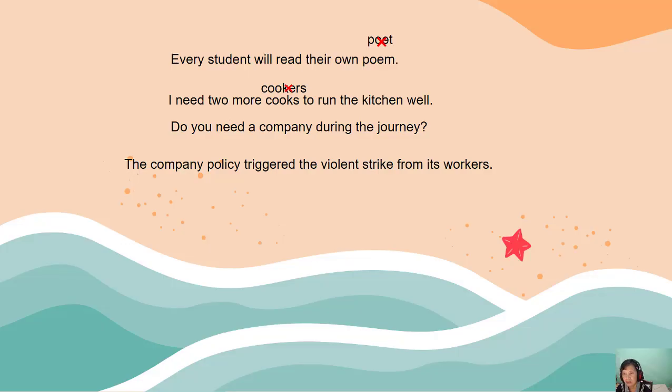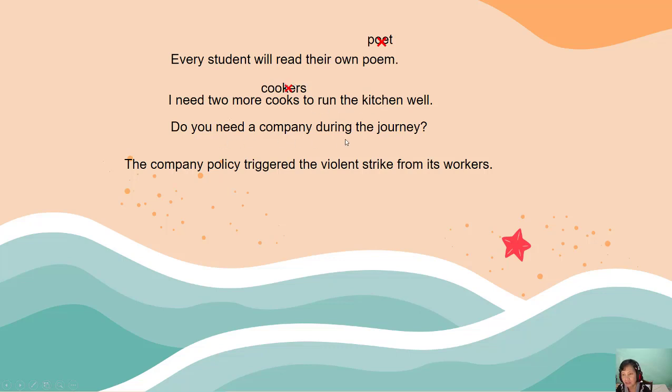Okay, the next I will give you the example. Every student will read their own poem. Of course, what is read is poem, not poet. Poet is the person. So you can put poet here. Every poet will read their own poem, like that. I need two more cooks, the person, to run the kitchen, because to run the kitchen is to do the action. So it is not cookers.